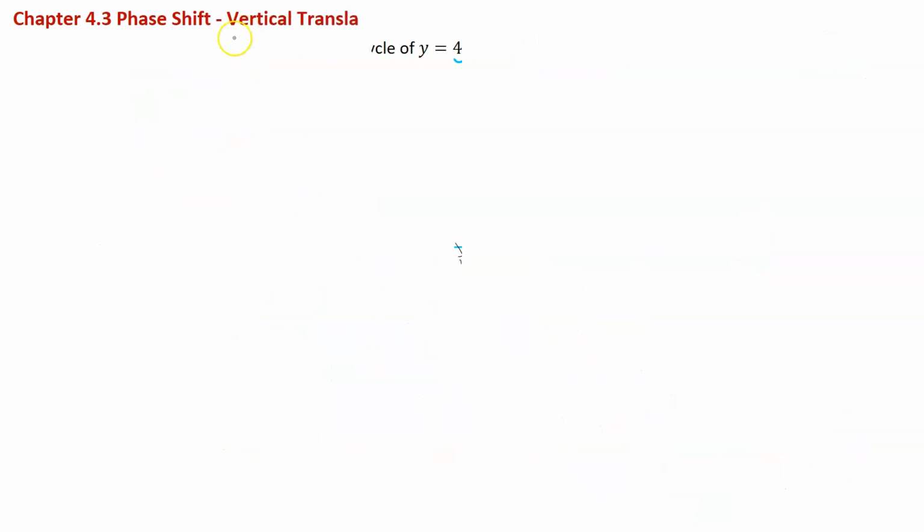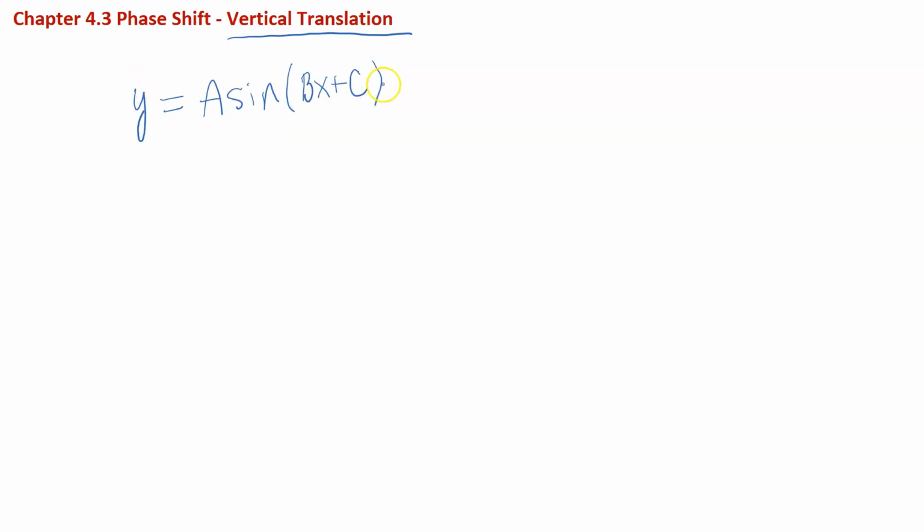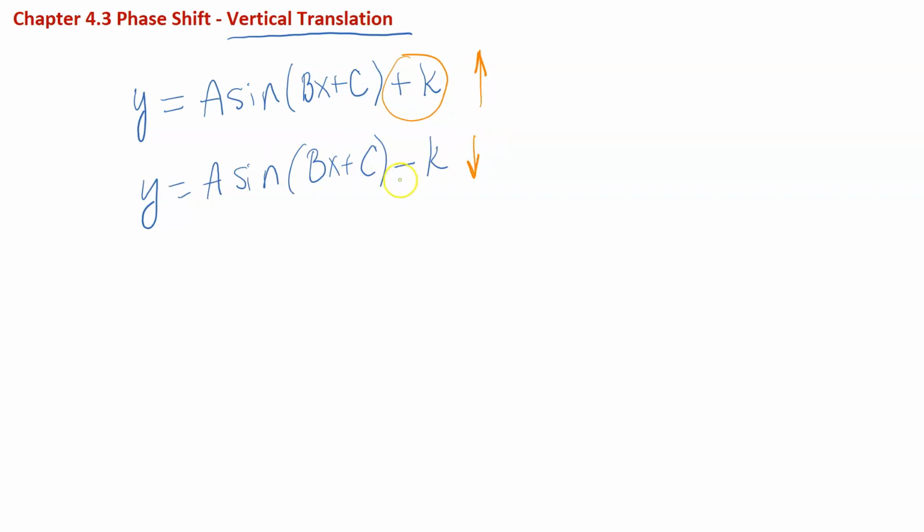And finally, let's talk about vertical translation. Vertical translation of the graph y equals a sine of bx plus c happens when the coefficient k is added to the graph. If the coefficient is positive, the graph moves up k points on the y-axis. If coefficient k is negative, then the sine graph moves down k points on the y-axis.